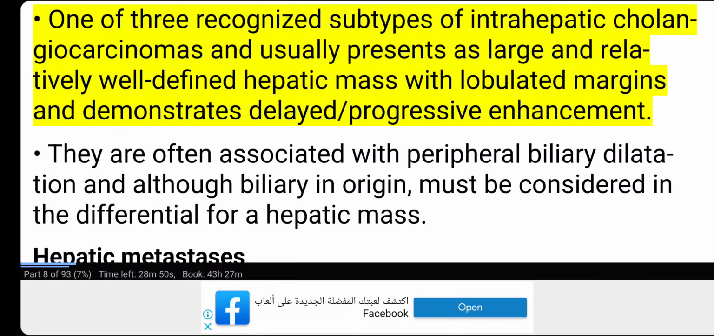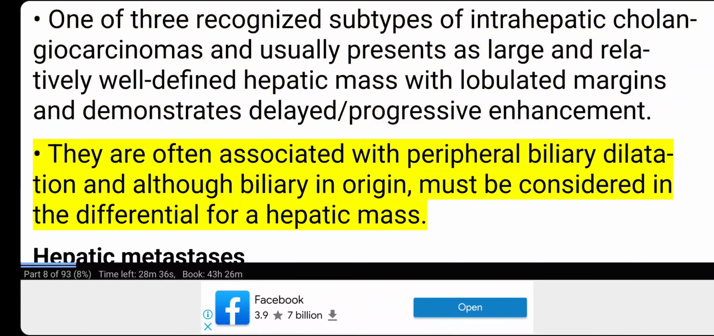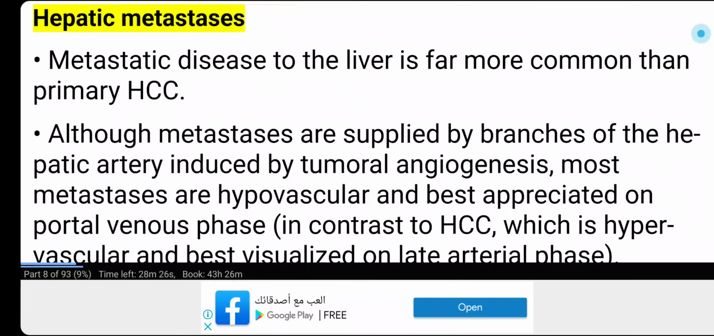hepatic mass with lobulated margins and demonstrates delayed, progressive enhancement. They are often associated with peripheral biliary dilatation and, although biliary in origin, must be considered in the differential for a hepatic mass. Hepatic metastasis.